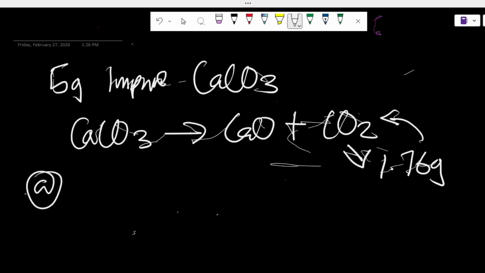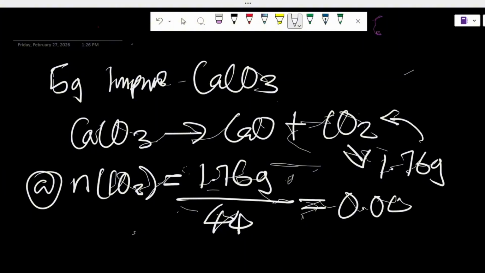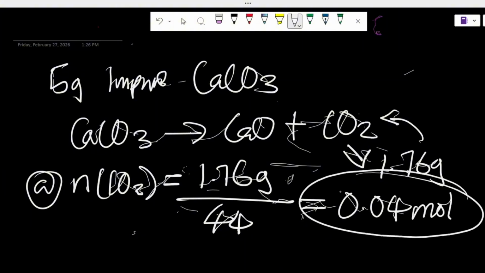Well, this is very easy. The number of moles of carbon dioxide is equal to the mass of carbon dioxide, which is 1.76 grams, over the relative molecular mass of carbon dioxide, which is 44. So here you're going to get 0.04 moles of carbon dioxide.